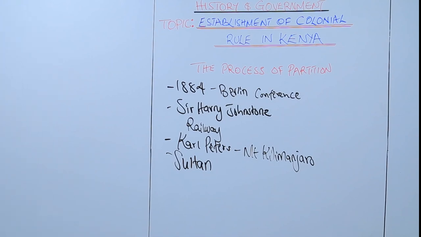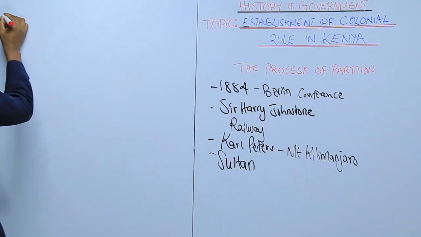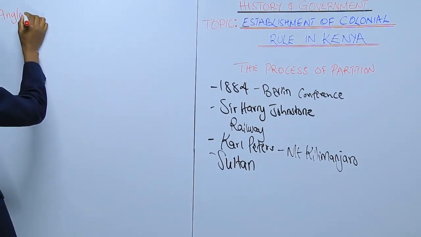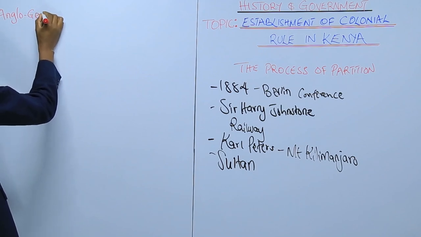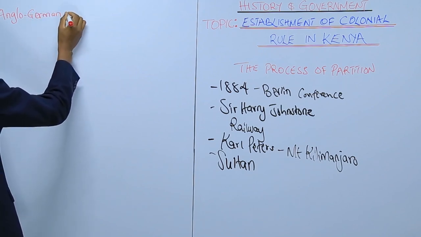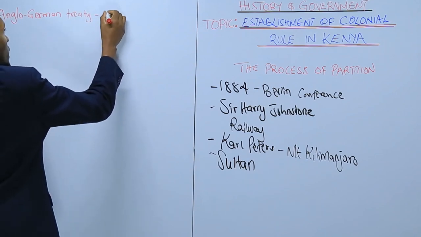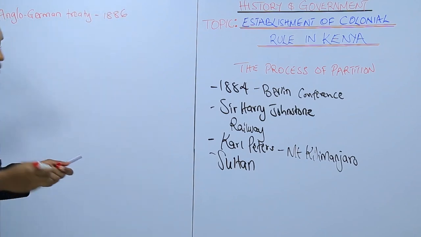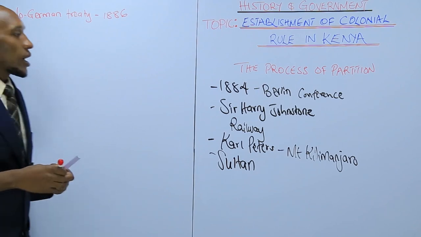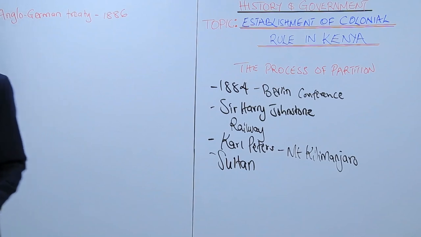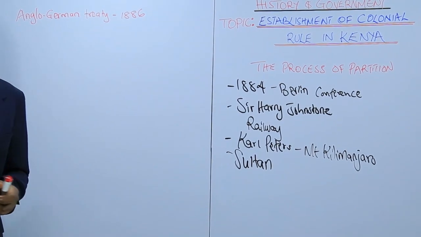So they made the first agreement, which was referred to as the Anglo-German Treaty, which was made in 1886. This was made between the British and the Germans, and these were the terms of that treaty.